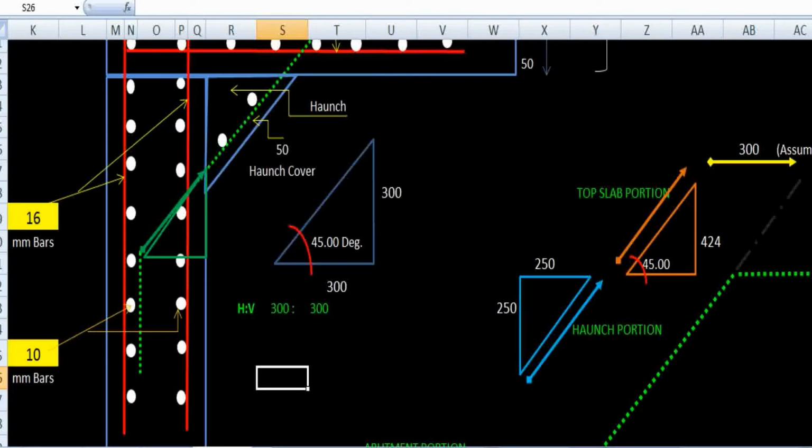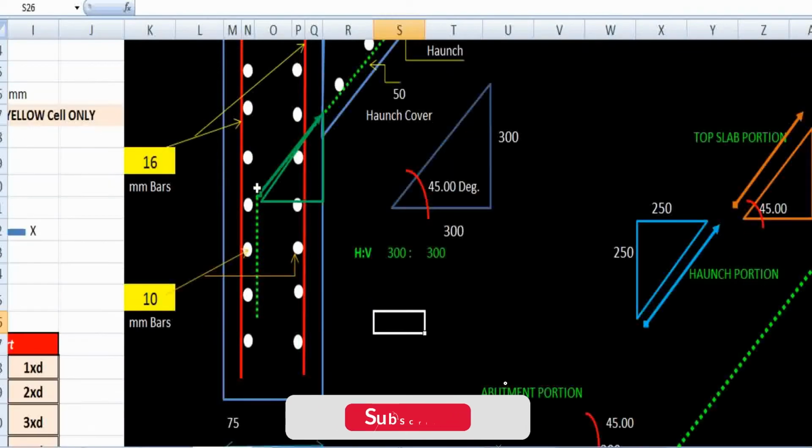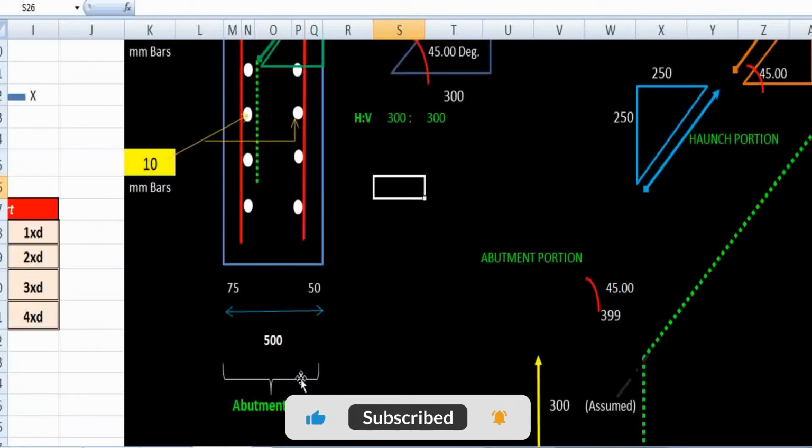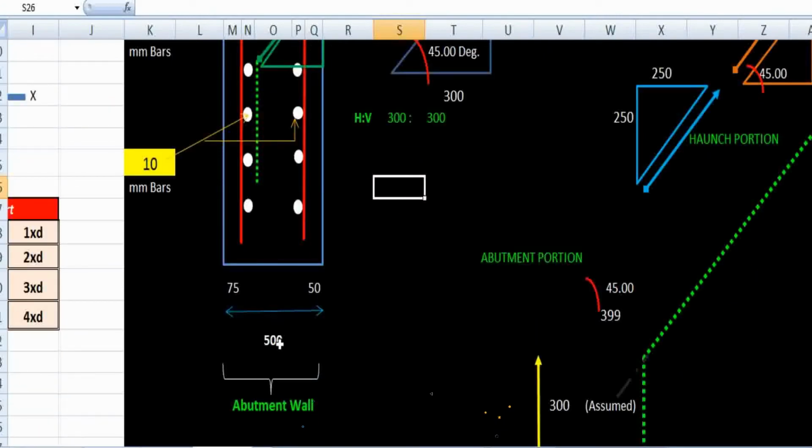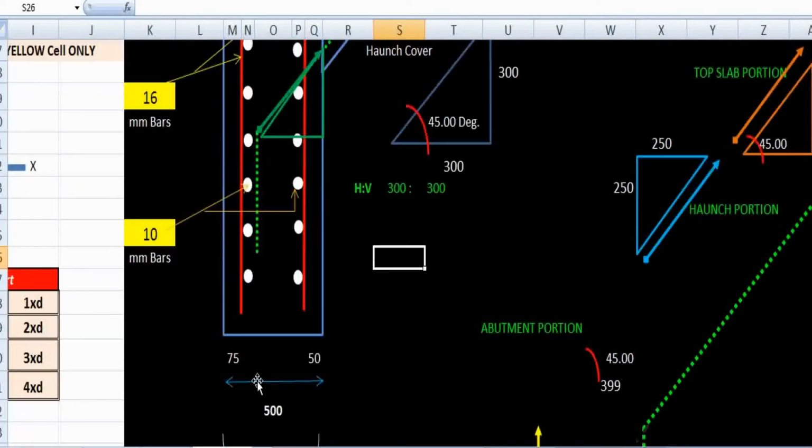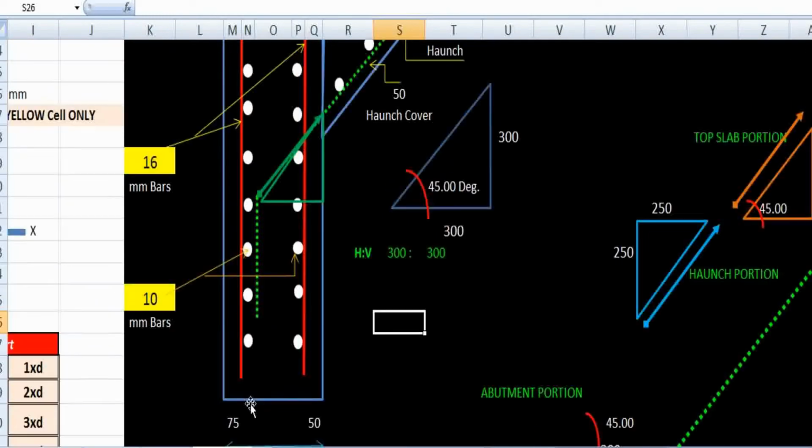Okay, so to achieve that distance, we have the entire apartment wall width equal to 500, and the cover is mentioned here as 75. So from 500 I have to subtract the cover of 75 millimeter from here to here. Next, the diameter of this red line river, then the diameter of this 10 river. Okay, then we can easily calculate the distance from here to here.